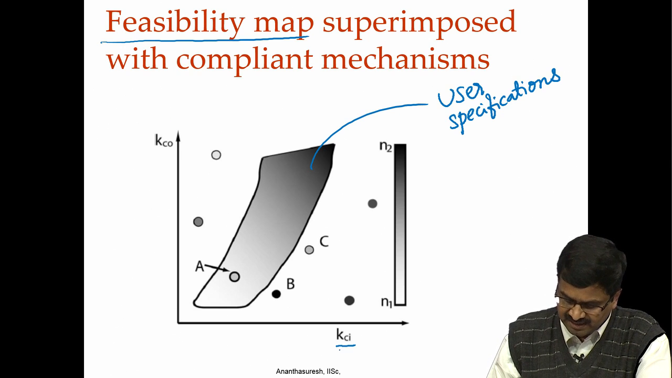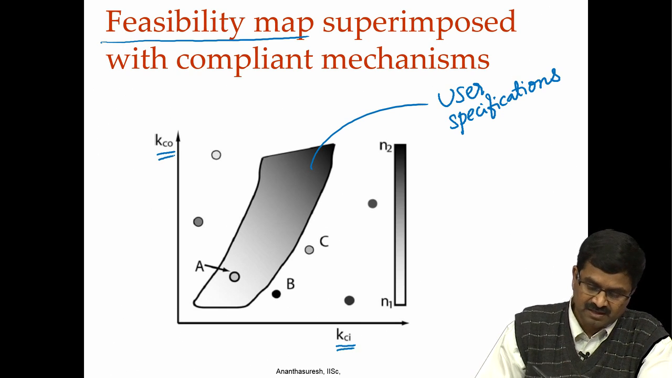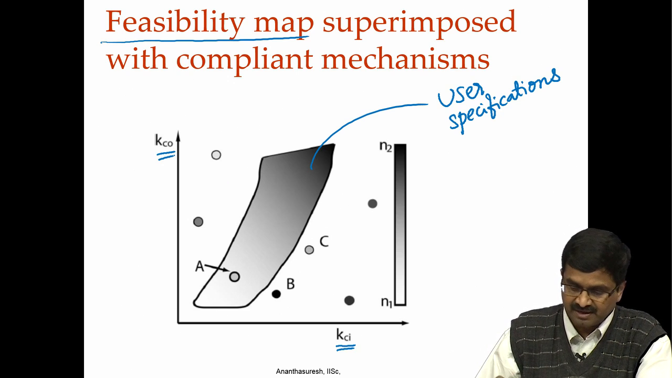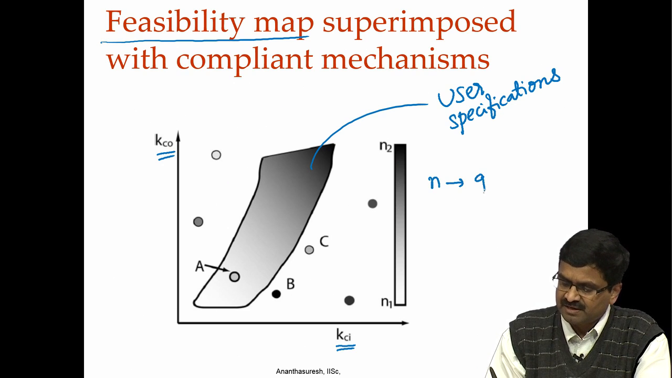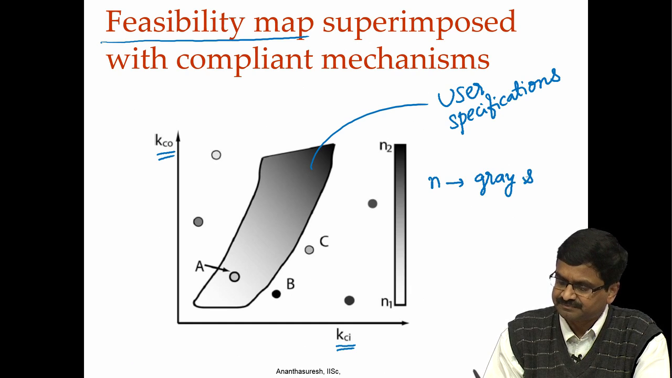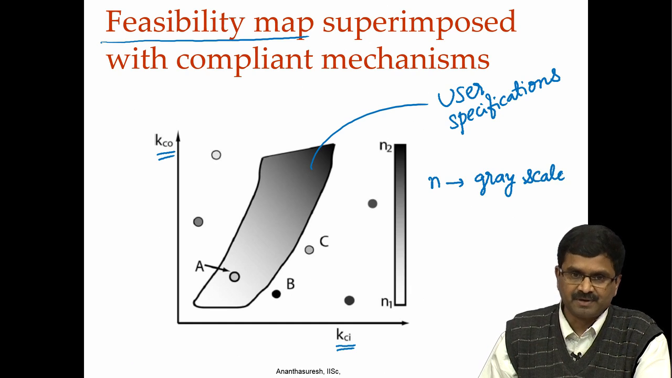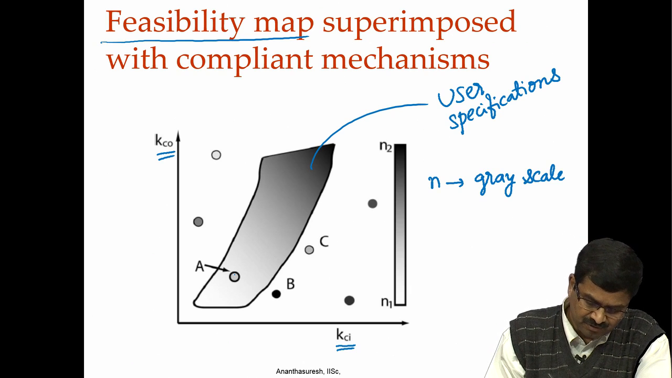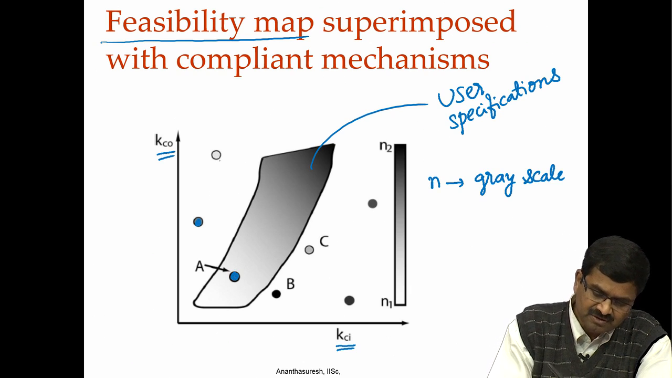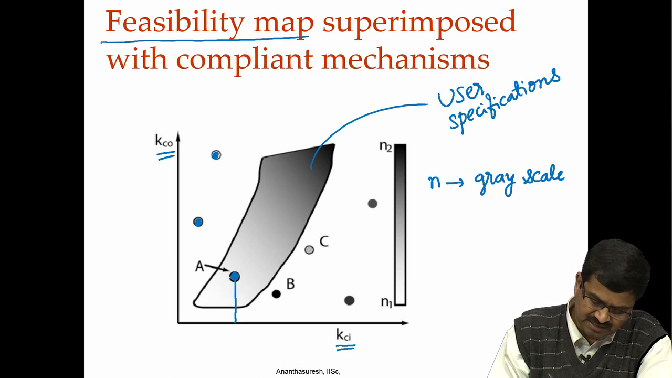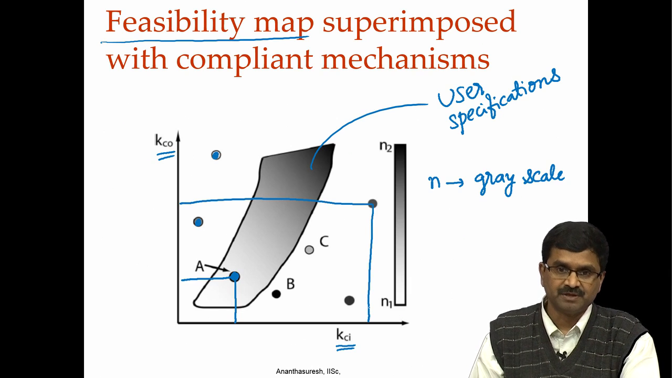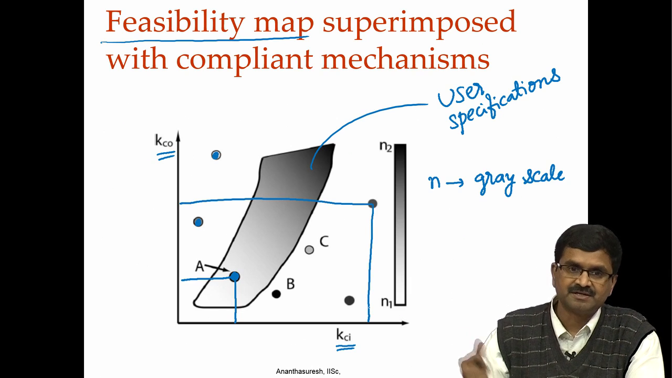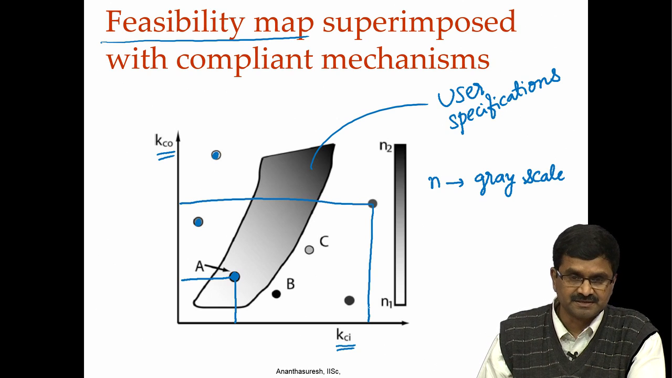Now, we have KCI here and then KCO here, and this is a feasibility map projected. We are not showing N, N is shown on a gray scale. On this map now, like in Ashby's map, we put all these dots. Each one of them corresponds to its KCI, KCO. So, for the example, this will have some KCO there, some KCI. They are the coordinates, we put them. If the feasibility map is like a country's map, all these mechanisms are like cities in it.